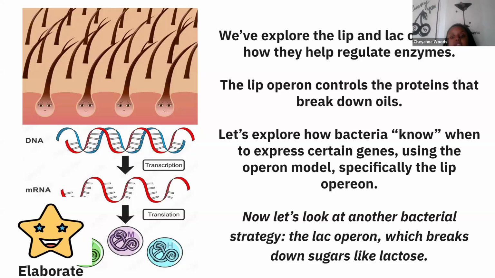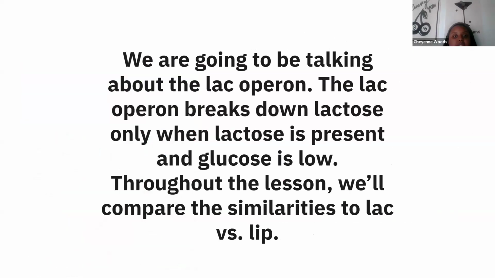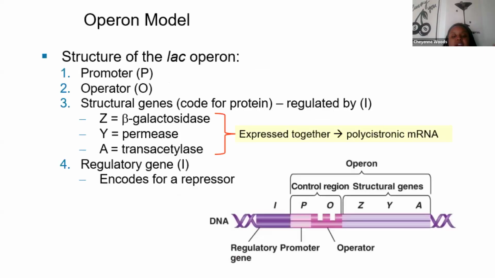But we also will be talking about another very common one that you're going to probably see for the rest of your biology career that's referred to as the lac operon. And this is another bacterial strategy, and it helps break down sugars like lactose. And just reemphasizing, the lac operon breaks down lactose only when lactose is present and glucose is low. Throughout the lesson, we'll have some similarities to lac versus lip.